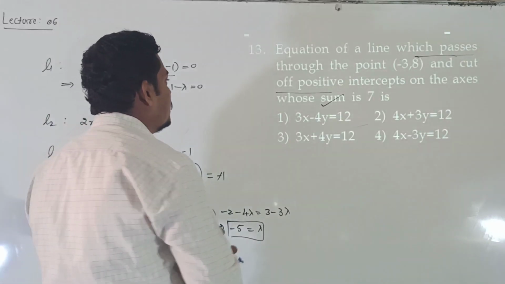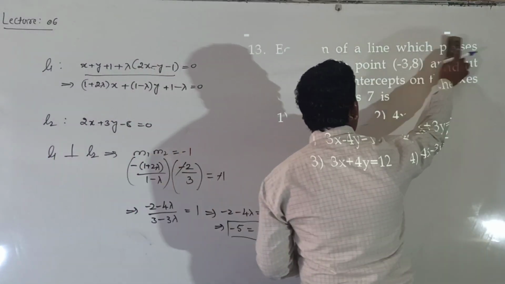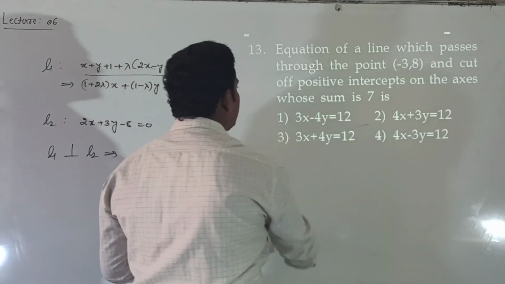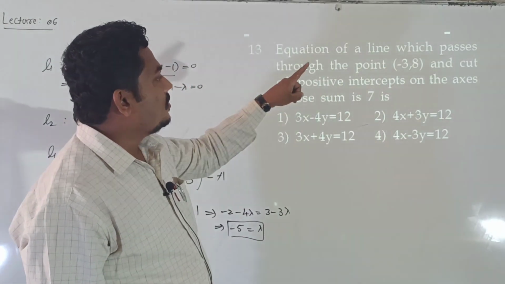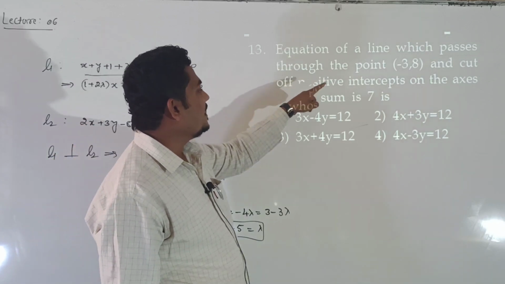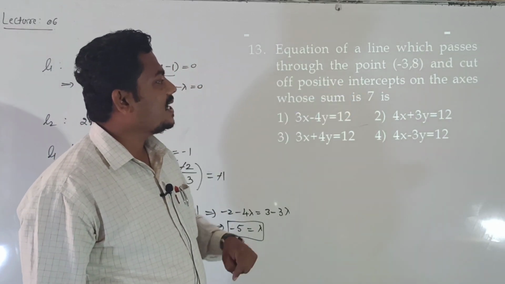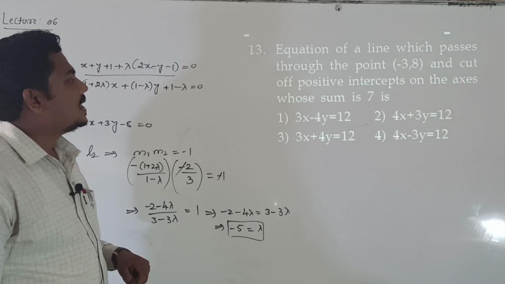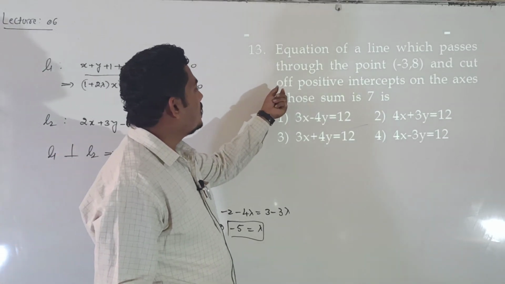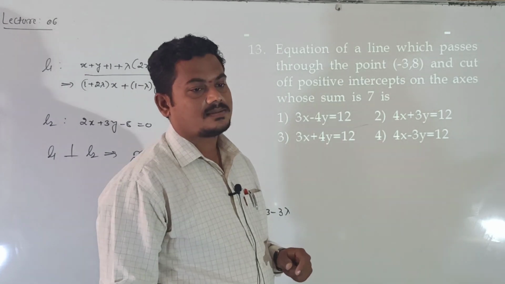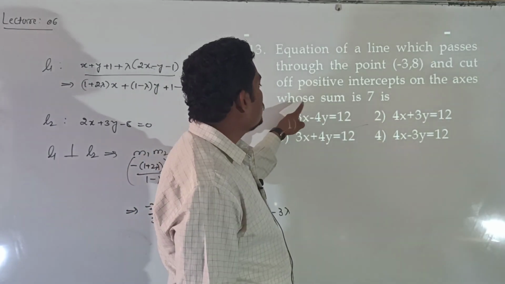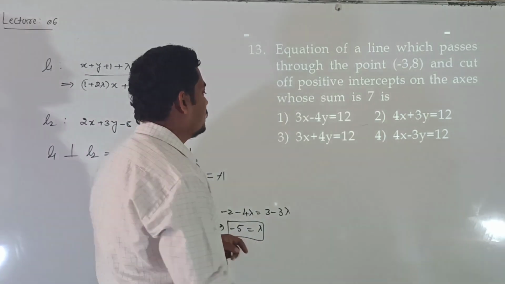Next question. Next question is, equation of a line which passes through the point minus 3 comma 8 and cuts off positive intercepts on the axis whose sum is 4.